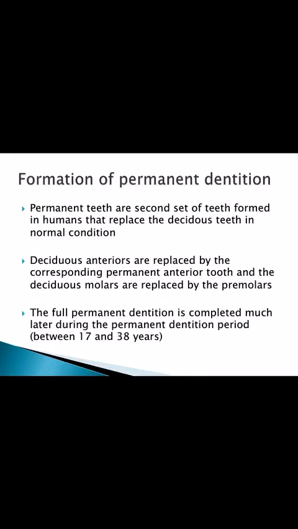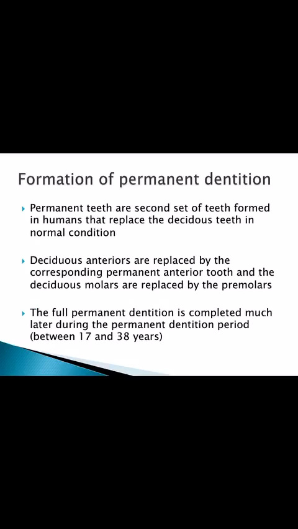Formation of permanent dentition. Dentition is the arrangement or condition of teeth in a particular individual. There are two types of dentition: deciduous dentition, also called the primary dentition, and permanent dentition. Here I will discuss the permanent dentition. Permanent teeth are the second set of teeth formed in humans that replace the deciduous teeth in normal conditions.